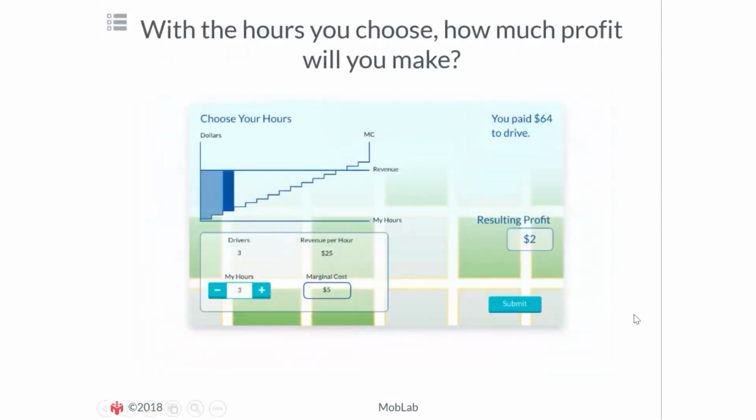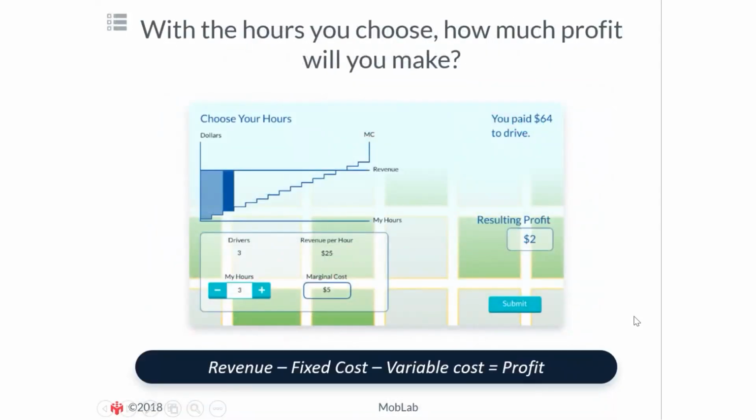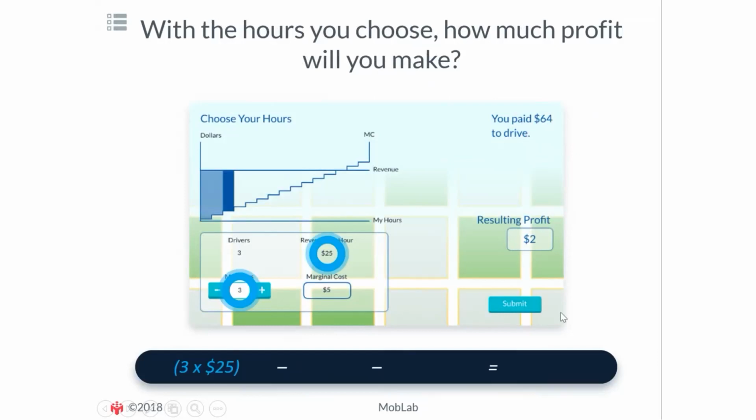And then if you make your choice, you decide how much you want to drive. Okay, so given the hours that you choose, like here 3 hours, how much profit would you make? It depends on your revenue minus your fixed cost minus your variable cost. So here, you decide to drive 3 hours, the hourly revenue is 25, so you get $75. The fixed cost is 64, and your marginal cost is $9. So you earn $2. That's how this is calculated. And of course, this lower triangle is your profit, if you want to think about it.